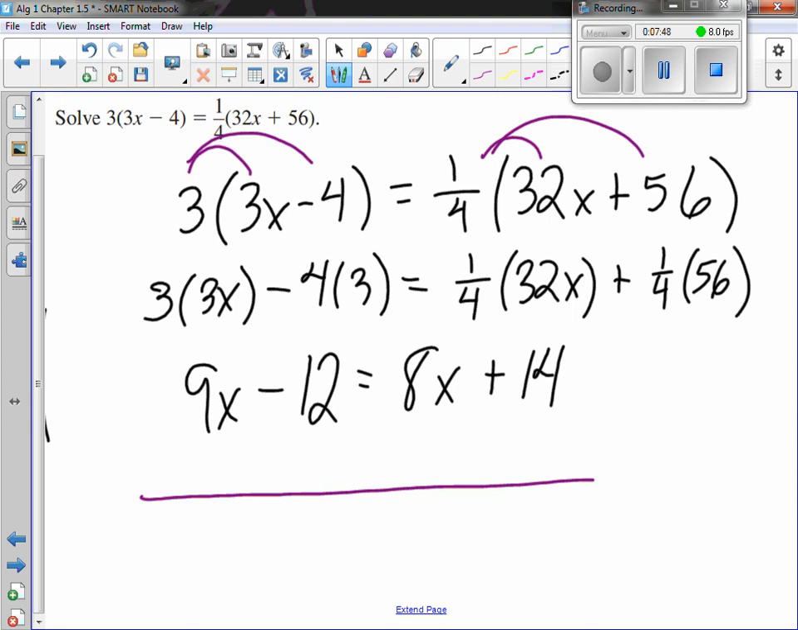Well, I can't just add, because again, of the equal sign. So we have to do the opposite. Now, since they're both positive, we're going to have to subtract 9x from both sides, or we're going to have to subtract 8x from both sides. It doesn't matter which one we do. We can do either one.